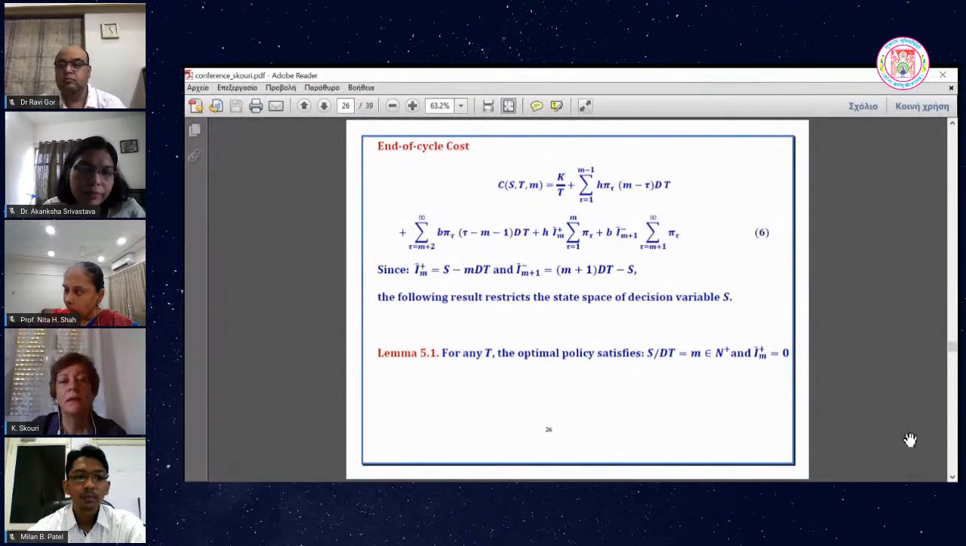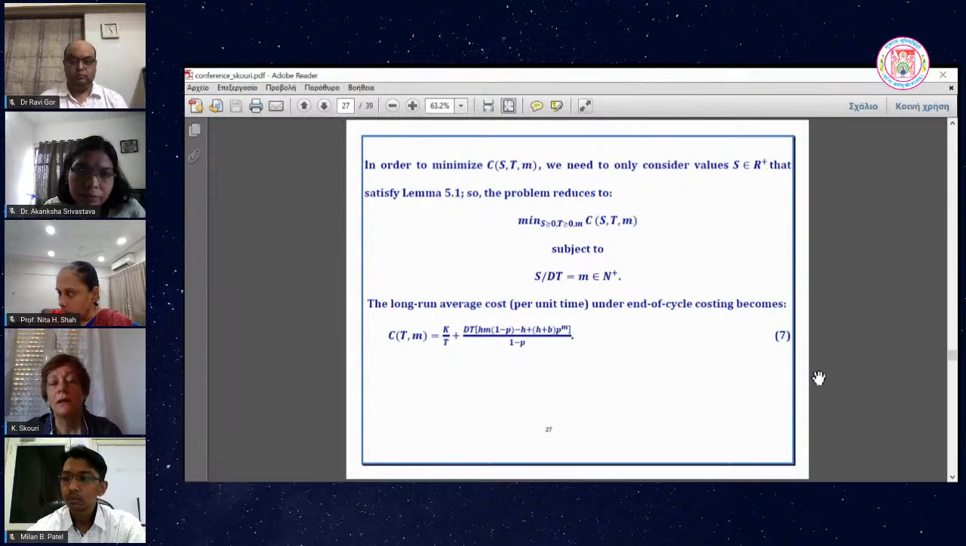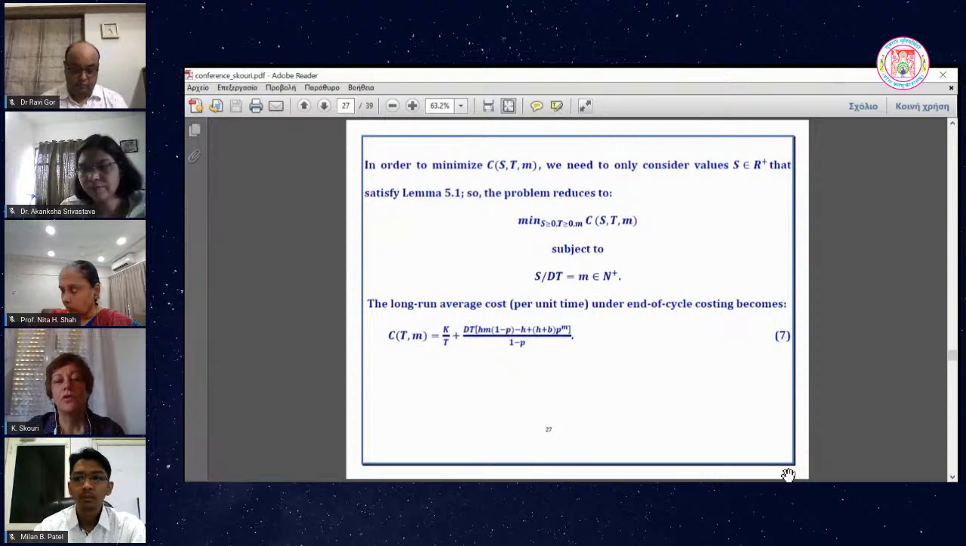And now we can give the end-of-cycle cost, and since these two relations hold, the next result restricts the state space of the decision variable S. The next lemma says that for any T, the optimal policy satisfies this relation, so we can consider values of S that satisfy the previous lemma, and the problem is now reduced to finding S and T subject to this constraint, and the long-run average cost has a more convenient form.